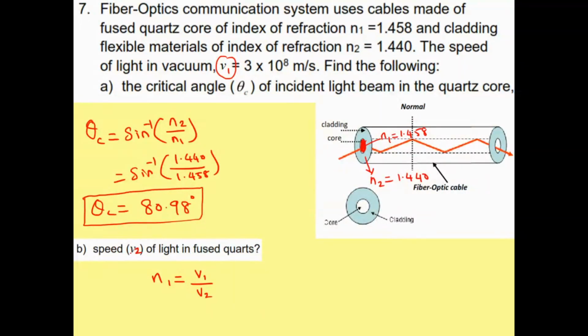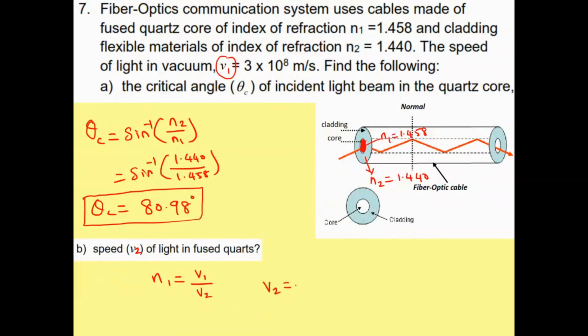So the second question is nothing but V2. For solving this question, I'm going to use the formula for the refractive index. We know the refractive index is given by the speed of the light in the vacuum over the speed of the light in the medium. Here the medium is fused quartz, and they said the refractive index of the fused quartz is N1. So I have to rearrange this equation to find the value of V2.